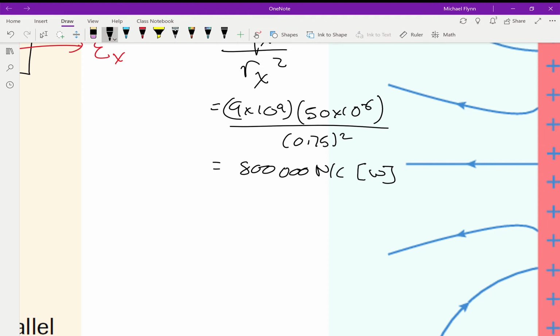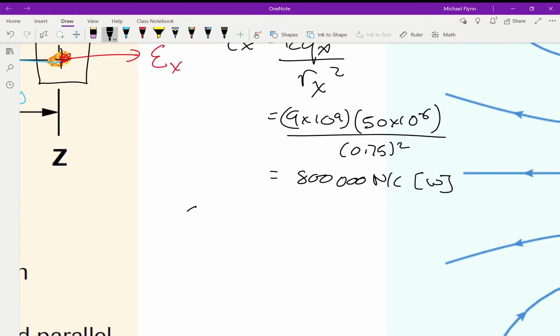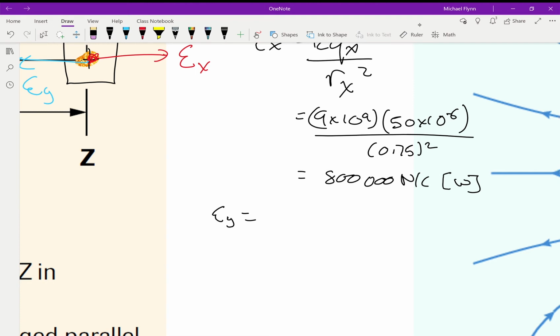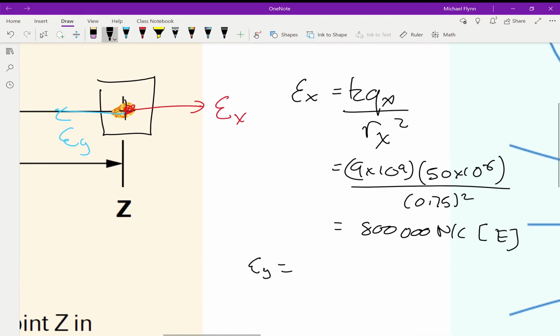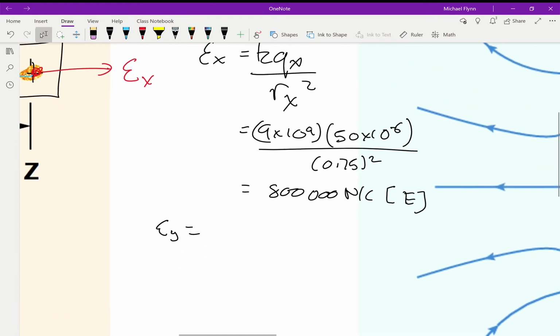Now, what about the other one? EY is going to be an attractive force. Oh, I'm sorry, I got the direction wrong for X. This one's east, pardon me. I didn't mean to confuse you. The other one is definitely towards the west. The red one is towards the east and the blue one is towards the west. The red one is the repulsive force, the blue one is the attractive force.